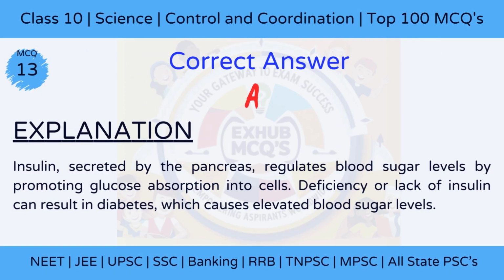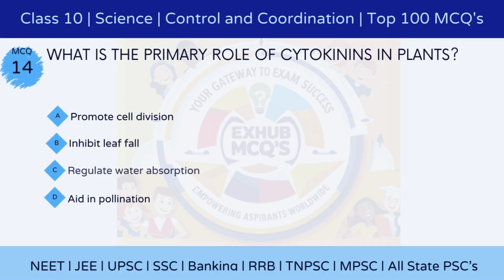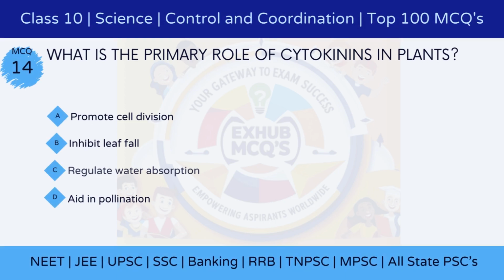The correct answer is option A, insulin. Explanation. Insulin, secreted by the pancreas, regulates blood sugar levels by promoting glucose absorption into cells. Deficiency or lack of insulin can result in diabetes, which causes elevated blood sugar levels. MCQ 14. What is the primary role of cytokinins in plants?